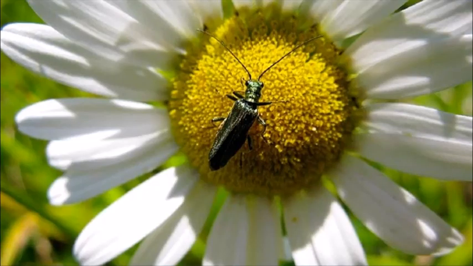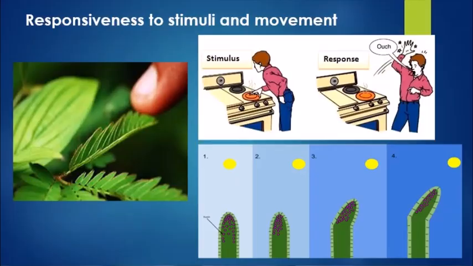Hello students, this is the part 2 of the chapter The Living World. In part 1 we learned about growth, about respiration and about excretion. These three things are the characteristics of living things. Another characteristic of living thing is responsiveness to stimuli and movement.